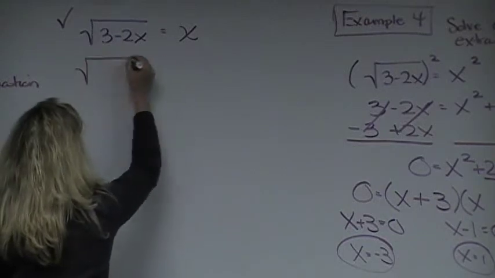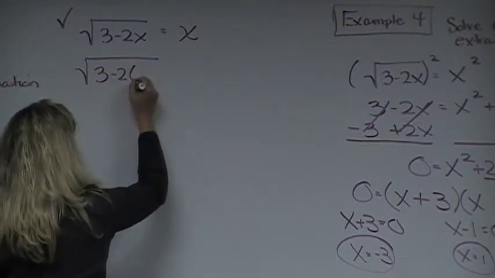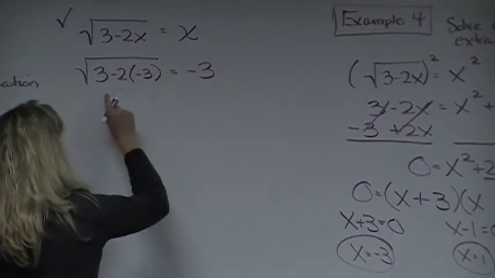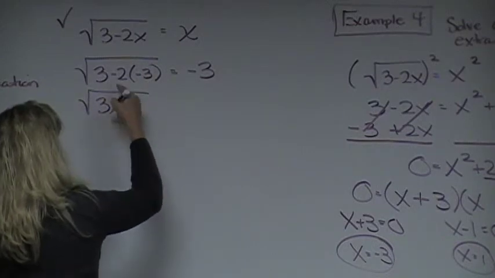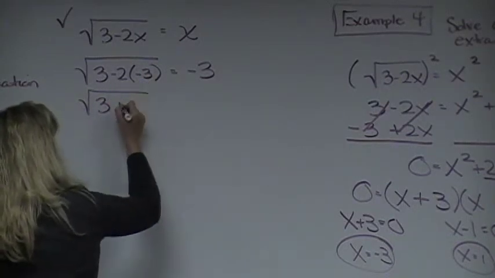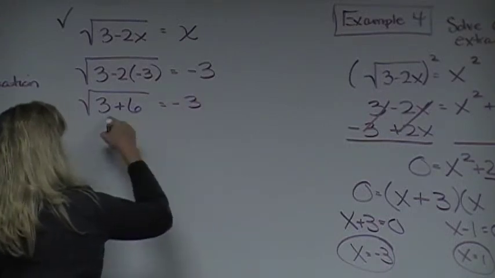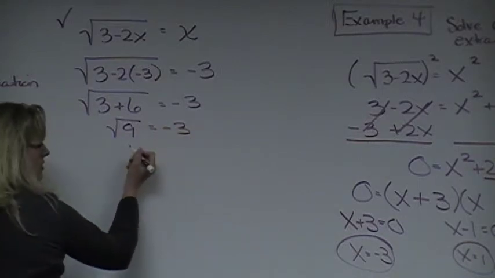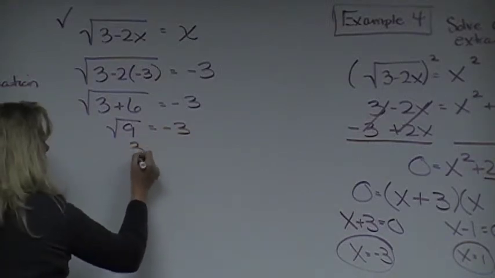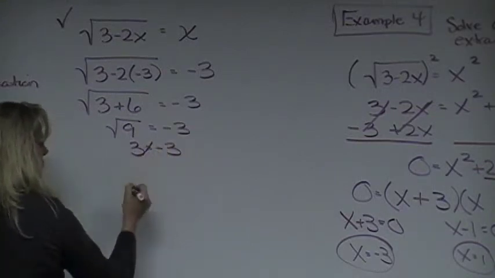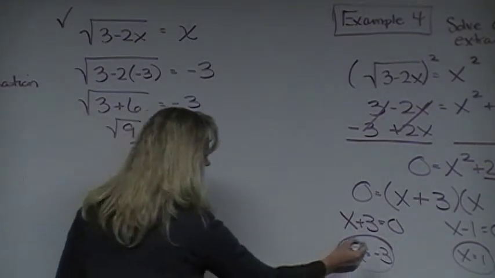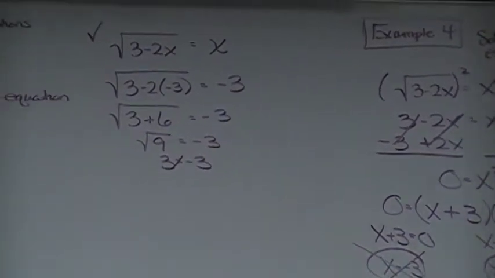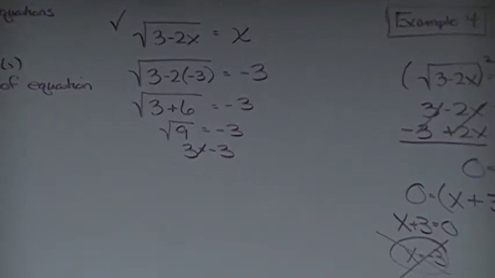So here we go. The square root of 3 minus 2 times what, class? Negative 3. Negative 3 has to equal what? Negative 3. What does a negative 2 times a negative 3 become? Positive 6. What's 3 plus 6? The square root of 9. Does that equal negative 3? No. What is the square root of 9? 3. Does 3 equal negative 3? No. So therefore what can we do with negative 3? Get rid of it. Nice. So that is an extraneous solution, because it does not check. It does not work.